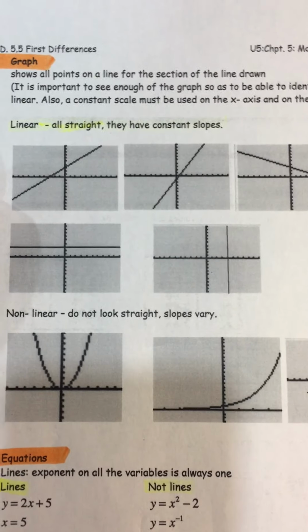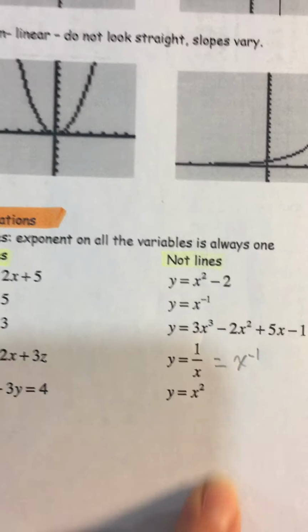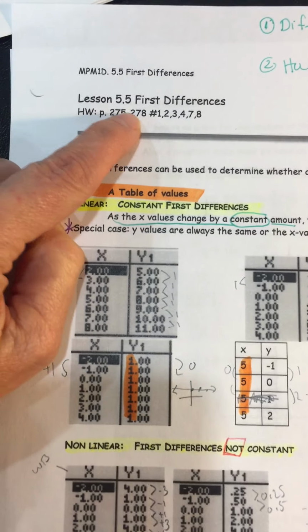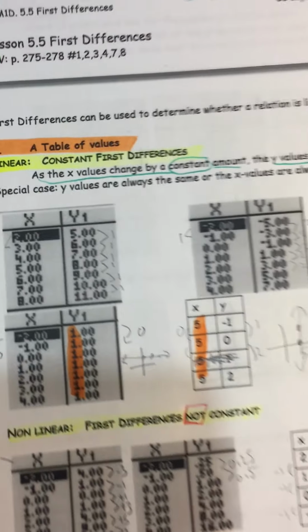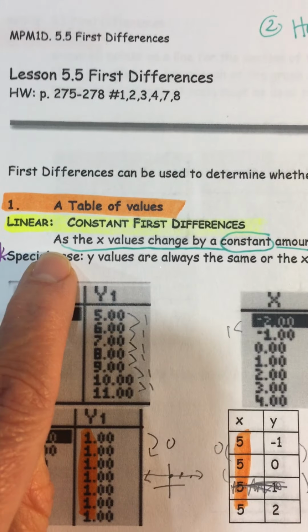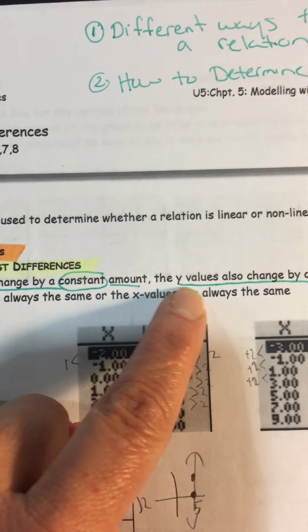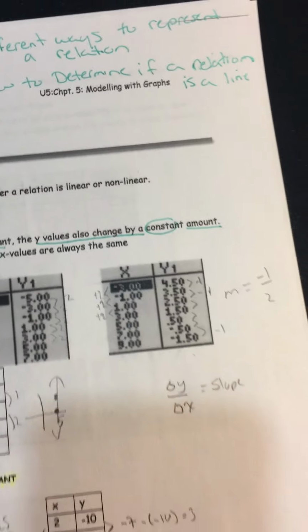So you can see that, easiest way, obviously, if you look at it, if it looks straight, it's a line. Not straight, not a line. Equations, pretty easy. You see exponents on the x's or y's, not a line. This one's the one that requires some work, and that's why this lesson was about how to do that work, which was first differences. You have to calculate first differences. And remember, this first sentence is the most important thing. As the x values change by a constant amount, if the y values change by a constant amount, that's when you have a line. And so that's what you need to be checking. Okay, that's the end of that lesson.